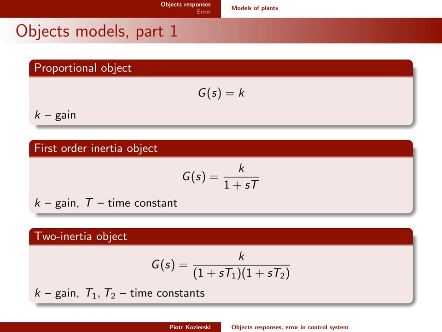The next object is a 2 inertia object. In this case, we have two different time constants. However, based on the transfer function, we see that if we replace T1 with T2, nothing changes. Therefore, it is impossible to indicate which time constant is T1 and which is T2. The notation mainly serves to emphasize that their values are probably different.